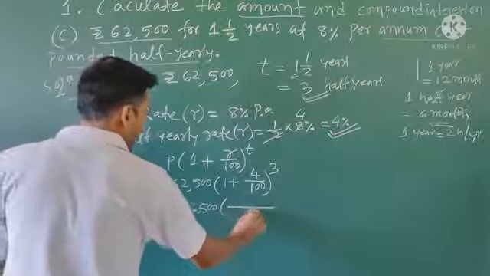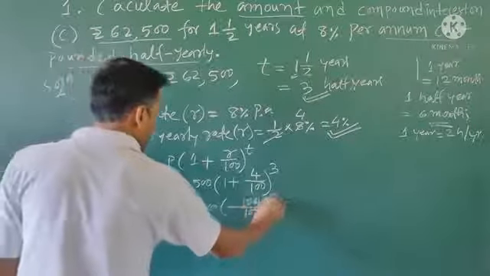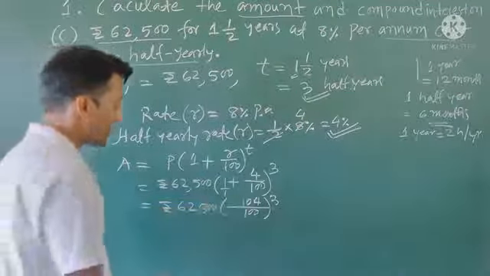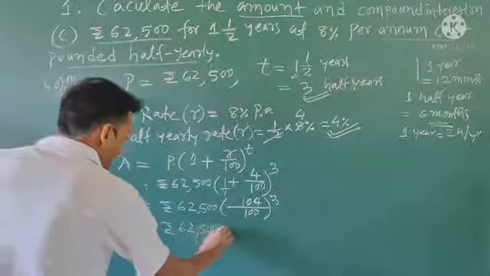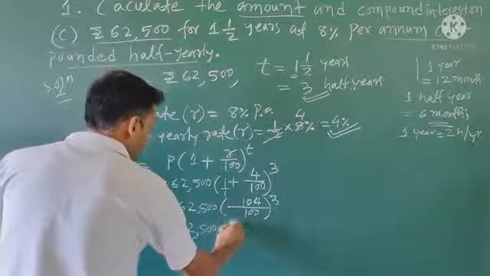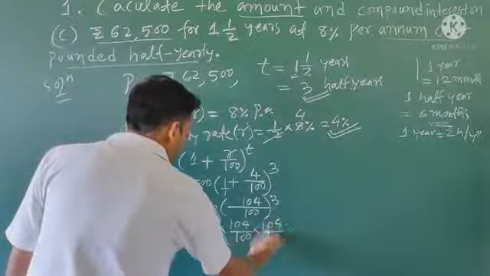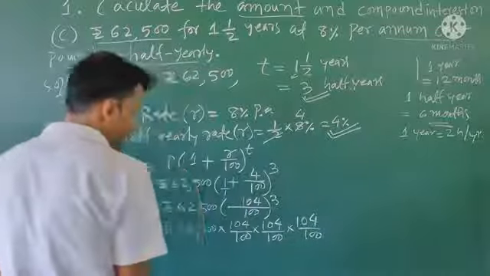Now take LCM. 100 into 100 plus 4, 104. Or you can take LCM: 100 by LCM of 100 and 1 is 100. 100 by 1 is 100, 100 plus 4 you will get 104. Rupees 62,500, 104 by 100 to the power 3. That means 104 by 100 into 104 by 100, into 104 by 100.